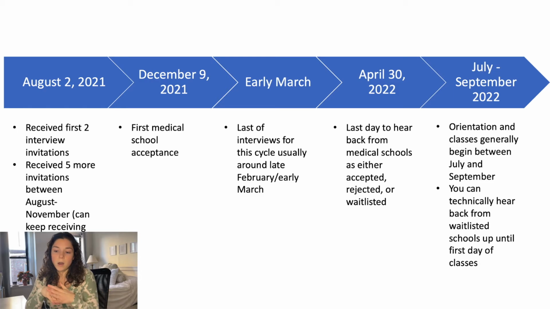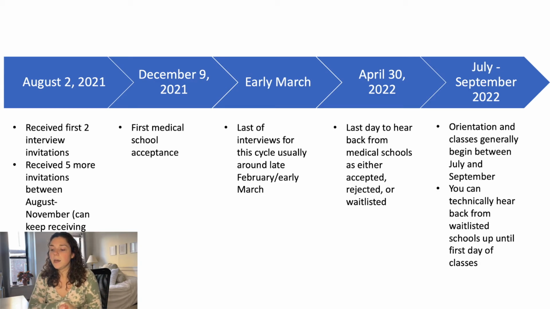Also, moving on, in early March, I think that's when the last of interviews can usually happen. It's like late February, early March. And then by April 30th, that's the last day that you can hear back from medical schools as being either accepted, rejected, or waitlisted at the school. And then from July to like September-ish of 2022 for me, that's when orientation and classes will begin for the medical schools.